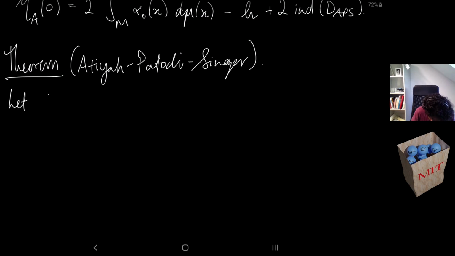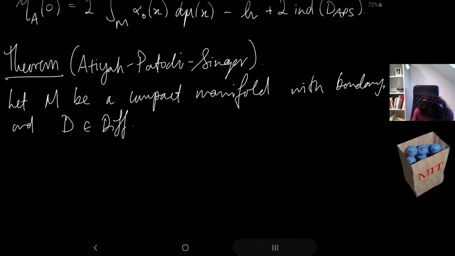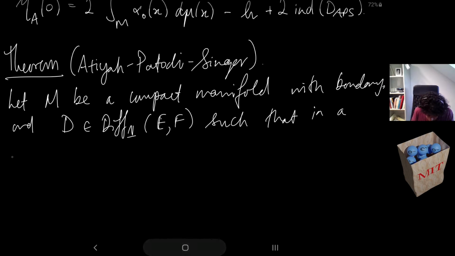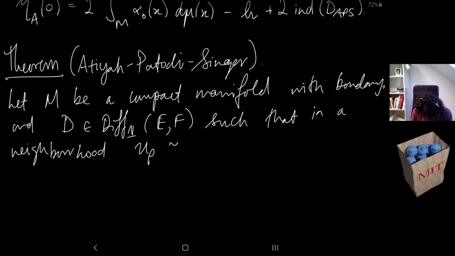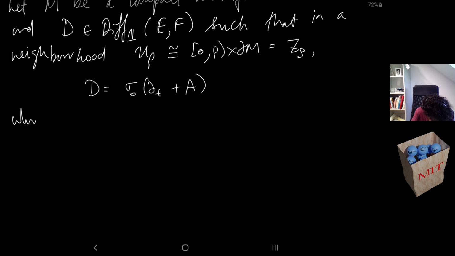So let's really spell it out. Let M be a compact manifold with boundary, and D a differential operator of order 1 between E and F, such that in a neighborhood U, [0, rho) cross M, D takes the form sigma (d/dt plus A) sigma naught, where A is self-adjoint.